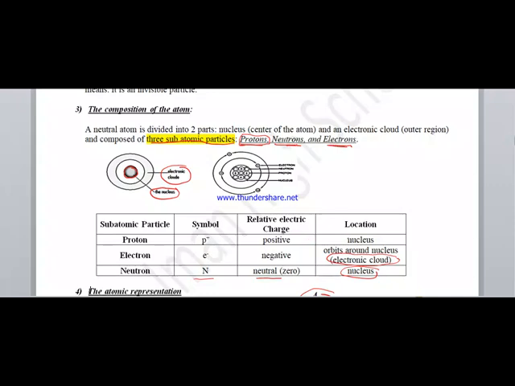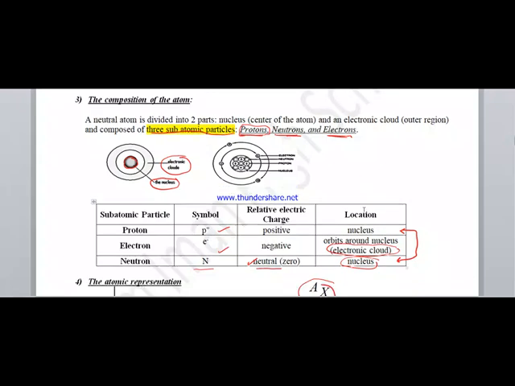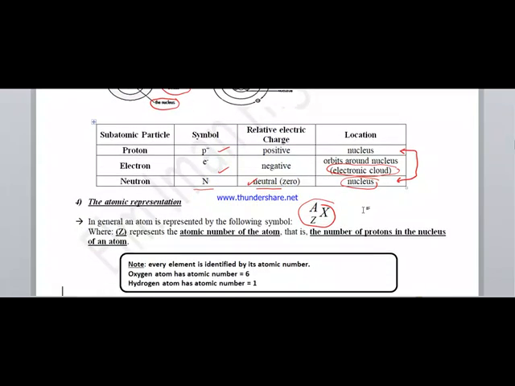The following table summarizes the location of these particles and their charges. The proton has a positive charge, the electron has a negative charge, and the neutron is a neutral particle with no electrical charge. As for their location, the protons and the neutrons are found in the same part of the atom, which is the nucleus, whereas the electrons are found in the electronic cloud.